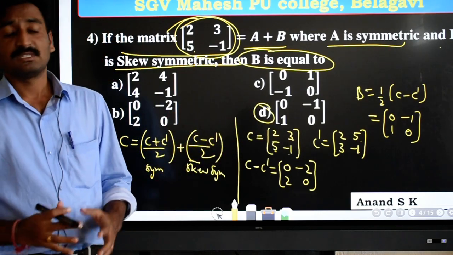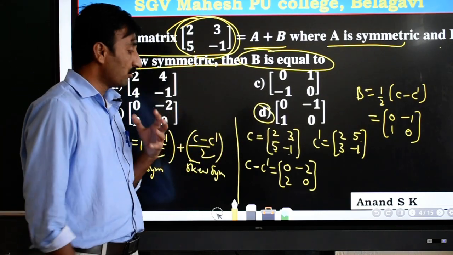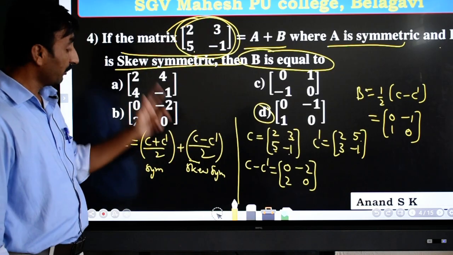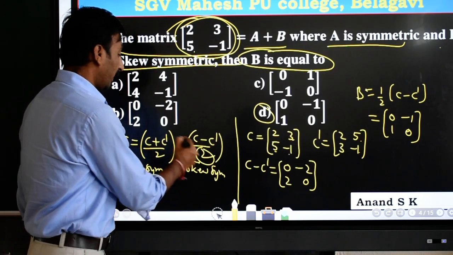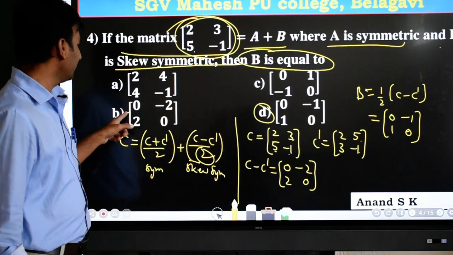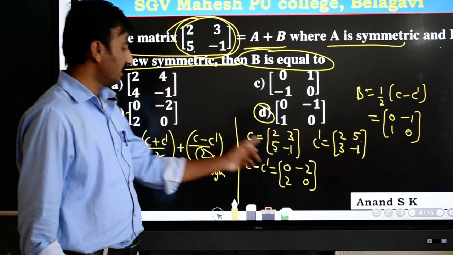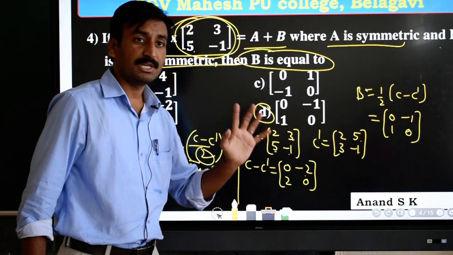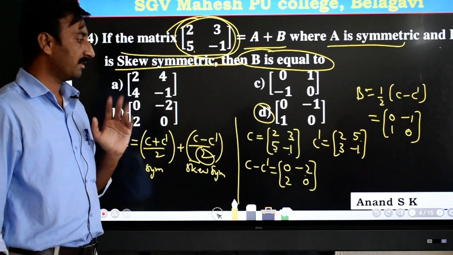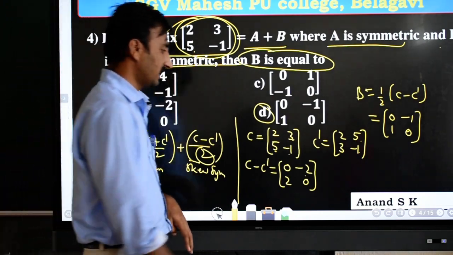Look at this one. It's a very interesting problem. Most of the time it looks easy, but you will make the mistake of not dividing by 2 here, because option C is already given for B, which is 0, minus 2, 2, 0, and that is not correct. Okay. Yes, we go for the next problem.